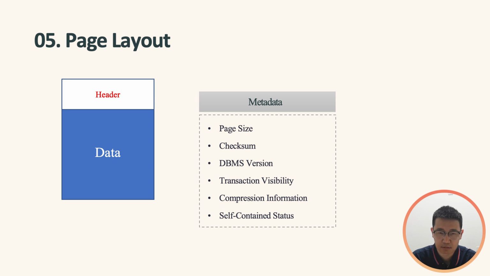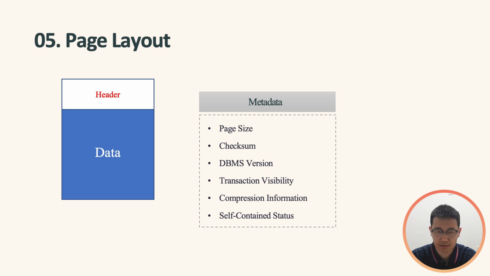For example, it includes a checksum for verification and also its version, visibility and compression information of transactions, and self-content information. All these pieces of information are included in the metadata. The metadata organizes this information accordingly. When setting up the data and configuring the tuples, there are two different layout methods. One is the slot page method, and the other is the log structure method.